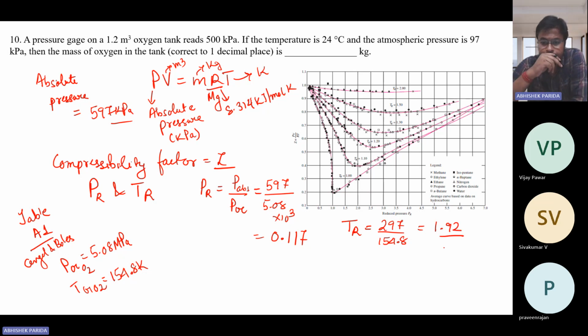Okay. So now two things, PR and TR. So TR is 1.92, which means it will be somewhere... 24 degrees Celsius. Okay. Sorry. Got it, sir. Understood. So TR is somewhat near to 2. So it should follow this curve. Almost, I am telling. Although this curve is not for oxygen, it has not been given. So it should be somewhat here.